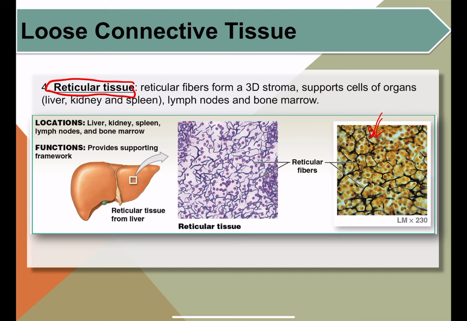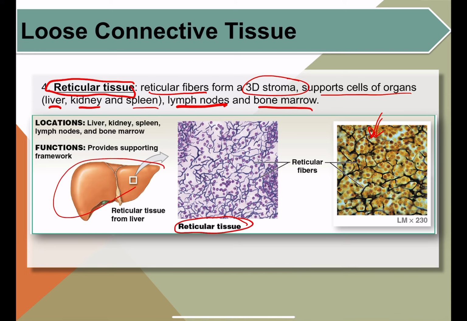itself, okay? They're mainly made up of reticular fibers that form a three-dimensional stroma for supporting cells of the organs such as your liver, kidney, and spleen. Lymph nodes and bone marrow as well have reticular fibers. So for example, this is reticular tissue from the liver specifically, but when you look at reticular tissue from the spleen, it looks very similar in that brown yellowish color, just like this.